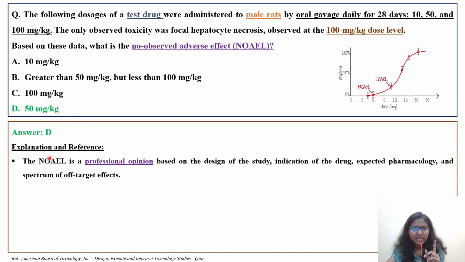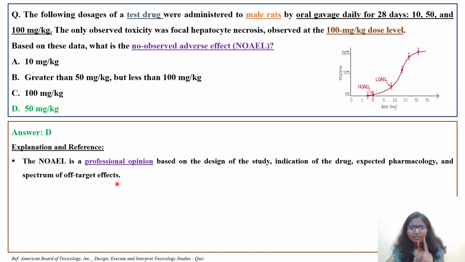So let's see what is the explanation given by the American Board of Toxicology. The NOAEL is a professional opinion. So the persons who are working, the principal investigator or study director, give a professional opinion based on the design of the study. In this case, the design is low dose, mid dose and high dose, the indication of the drug, expected pharmacology and spectrum of off-target effects.